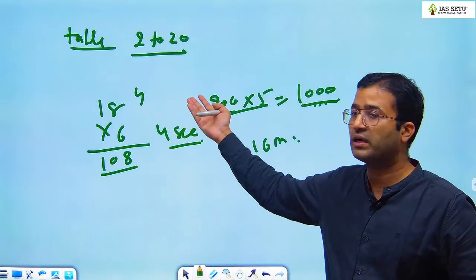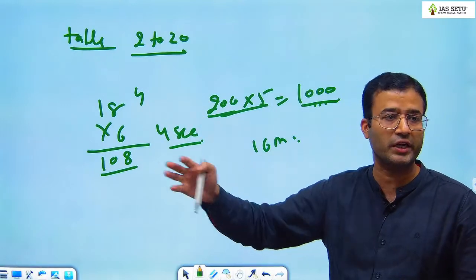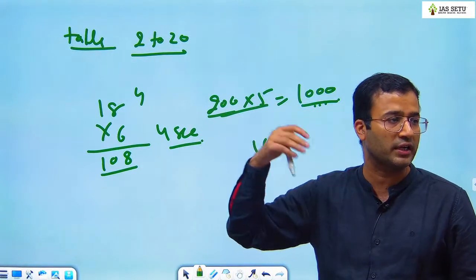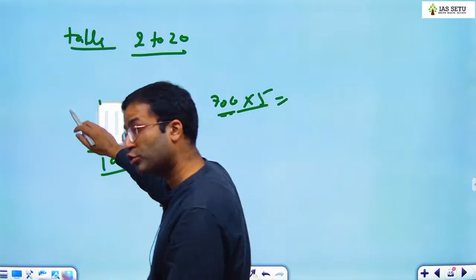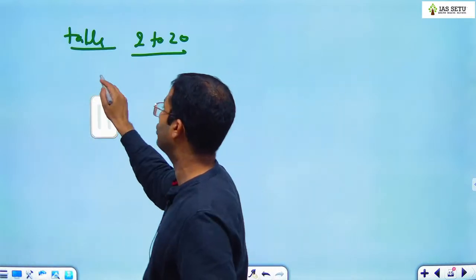But how much time will it take? You write it, you read it, you revise it, read again and again. So here the table from 2 to 20, and I'm saying 2 to 20. Earlier I used to say leave 2 to 10.